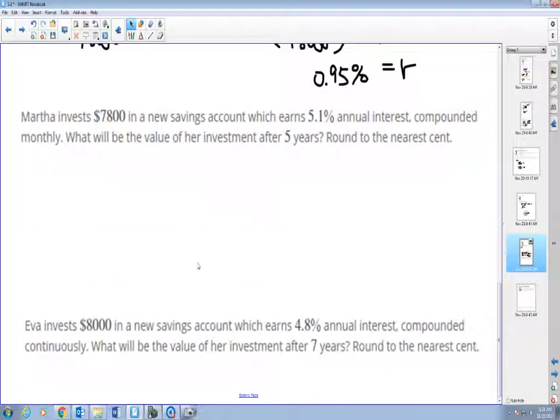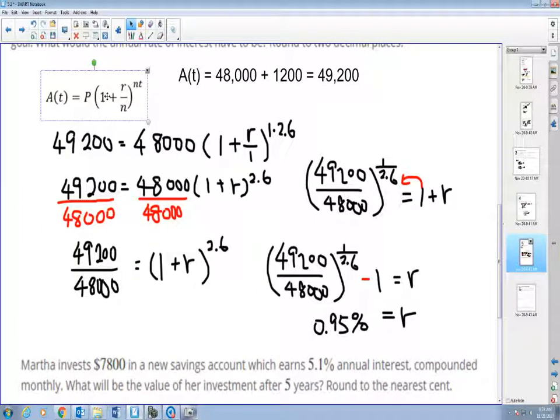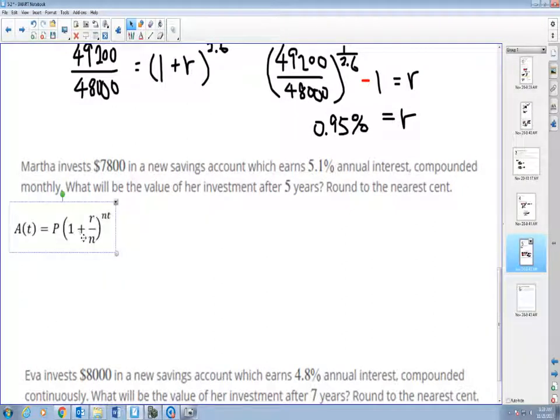Alright, same type of problem. Now this one is just compounded differently. Martha invests $7,800 in a new savings account. So Martha's initial principal is $7,800. The new savings account earns 5.1% annual interest, so the R is 5.1%, compounded monthly. When they say compounded monthly, that means my n will be 12. What will be the value of her investment after 5 years? So t is 5.